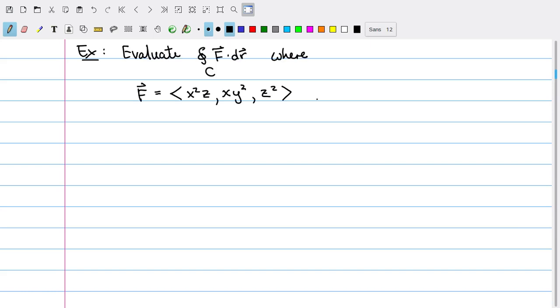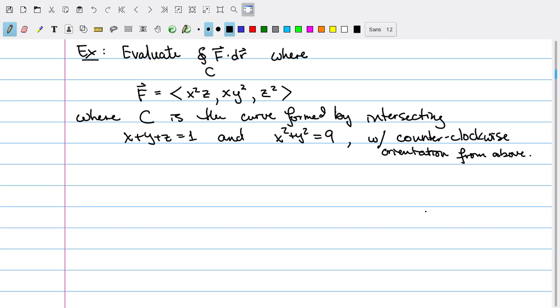Well, let's go ahead and do an example of Stokes' theorem in the case when my surface isn't flat. In this problem, I want to evaluate the integral over a curve C of this vector field that I've given, where C is the curve formed by intersecting the plane x plus y plus z equals 1, and the cylinder x squared plus y squared equals 9. And I want to give that curve a counterclockwise orientation when I look at it directly from above. So that's the way that we're going to go around it.